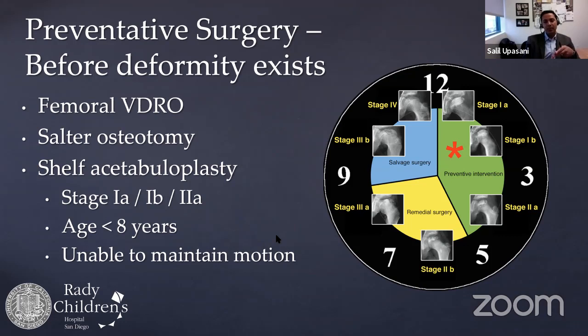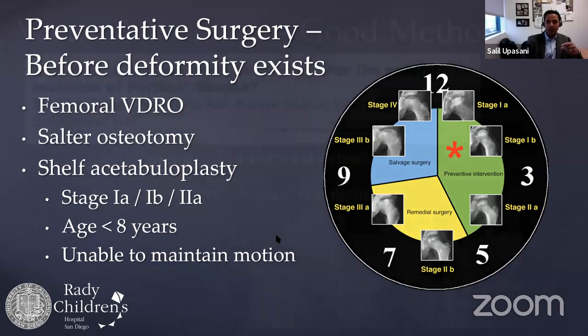I think the best indications for these procedures are, again, early stage 1A, 1B, 2A, young patients less than 8, and unable to maintain motion. So I think maybe where Mandar was going, when non-operative treatment fails, and we're still in these early stages, I think I would follow one of these 3 paths, either VDRO, Salter, or shelf.